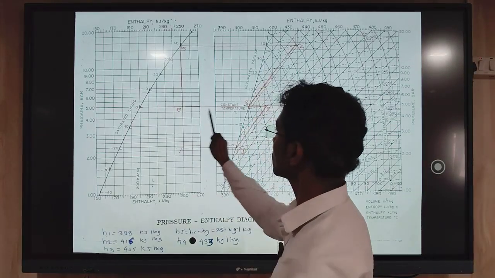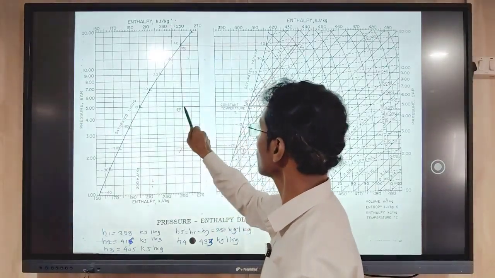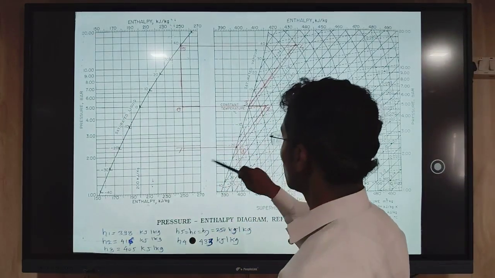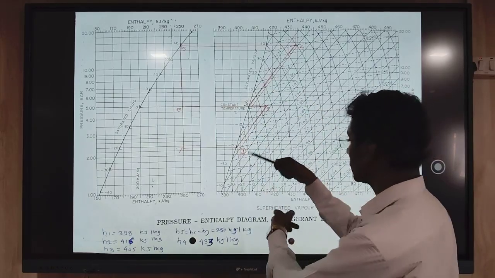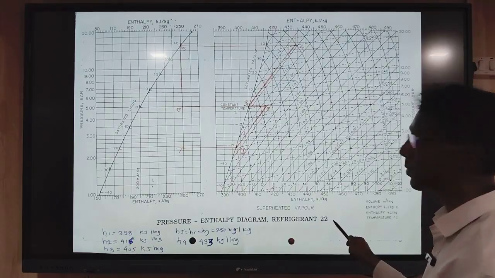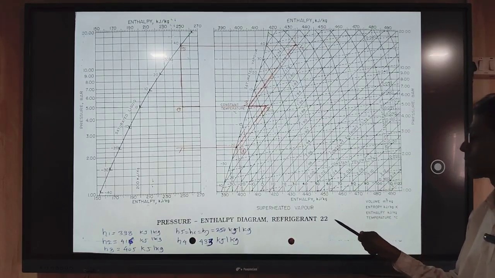Again, the intermediate pressure is given, that is 5 bar. So with reference to this 5 bar, this will be the intermediate pressure line. All these processes we do on the pH diagram of R22, because it is suggested in the numerical to use the refrigerant R22.